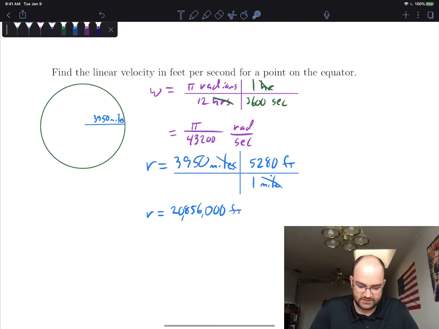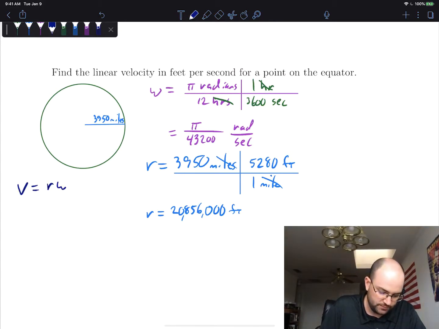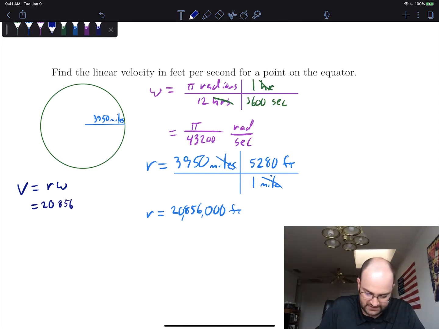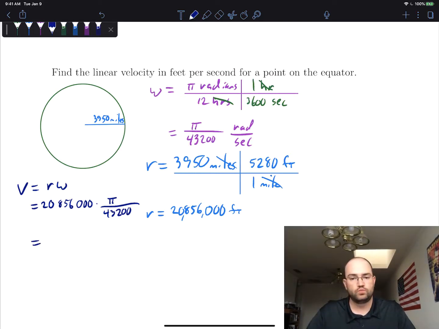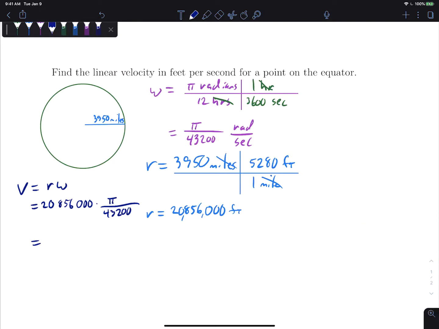Awesome. Now notice that it's feet per second now. We just multiply these two against each other. So V is equal to R omega, which would be 20,856,000 feet times pi over 43,200. And then just multiply this straight across and round.